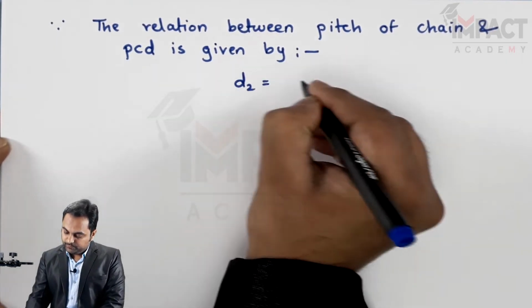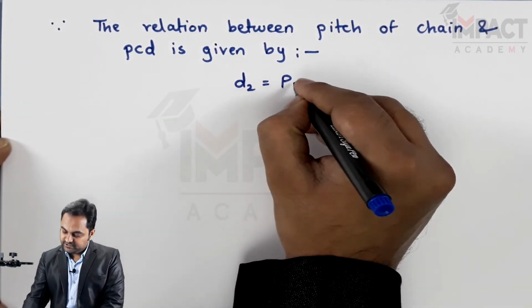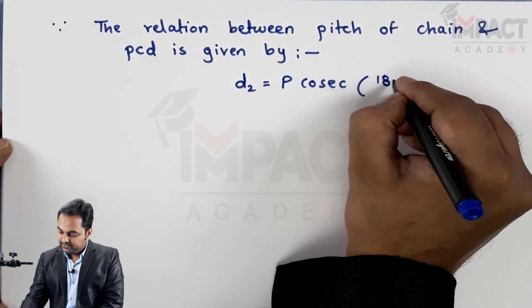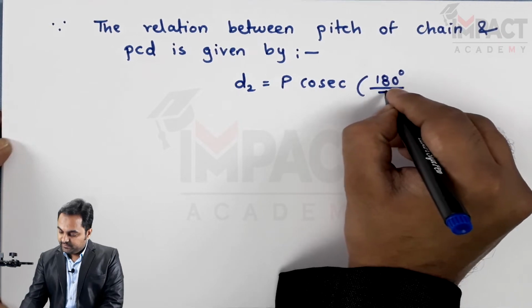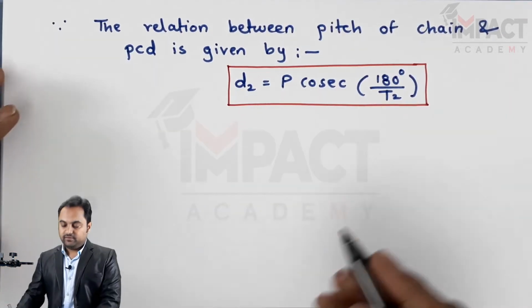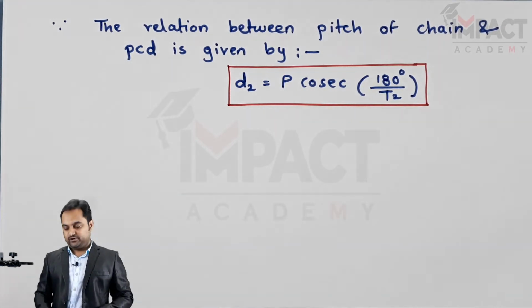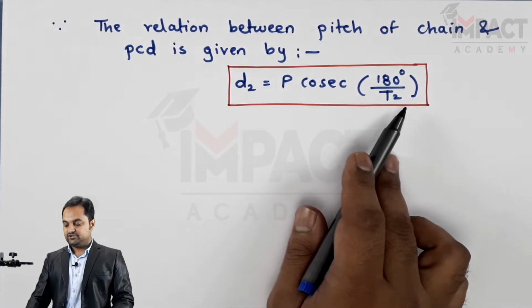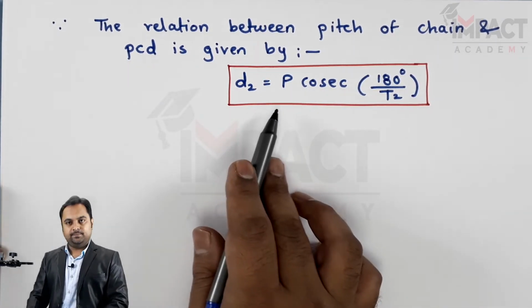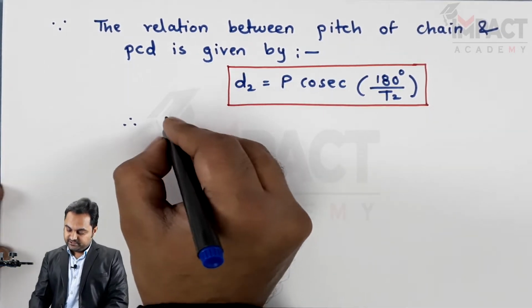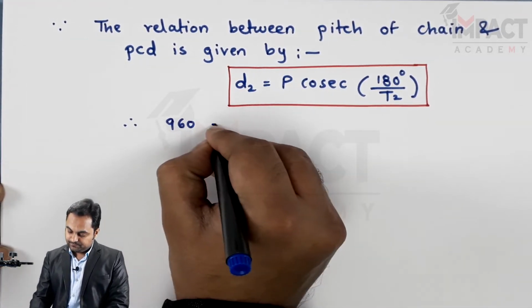So D2 is the diameter of the driven sprocket, that is pitch into cosec 180 degree divided by the number of teeth on the driven sprocket. Here we can even use the formula for the driving sprocket, that is also correct. So in place of D2 it would have been D1, and instead of T2 it would have been T1, giving the same pitch.